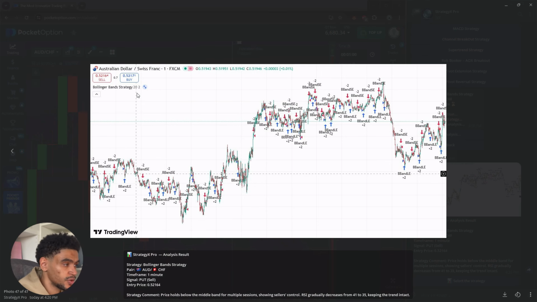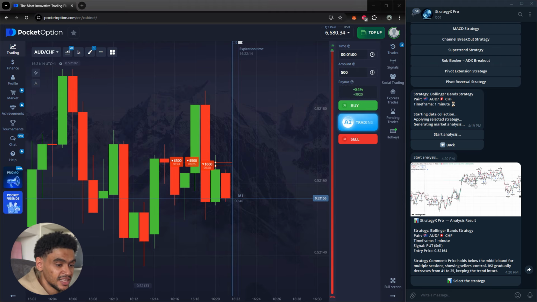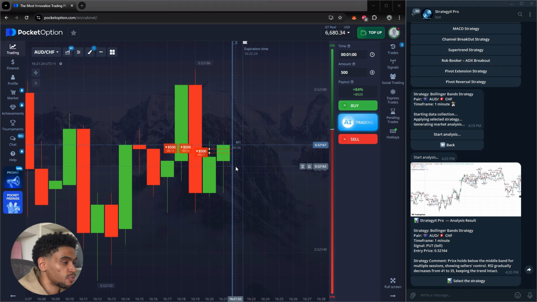Bollinger Bands right here with the settings 20 and deviation of 2. We have the analysis. Price holds below the middle band for multiple sessions, showing seller's control. RSI gradually decreases from 41 to 35, keeping the trend intact. And we are approaching the end here.